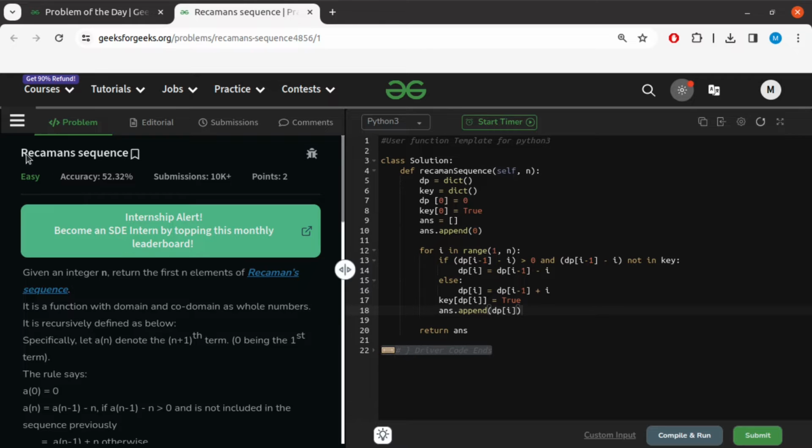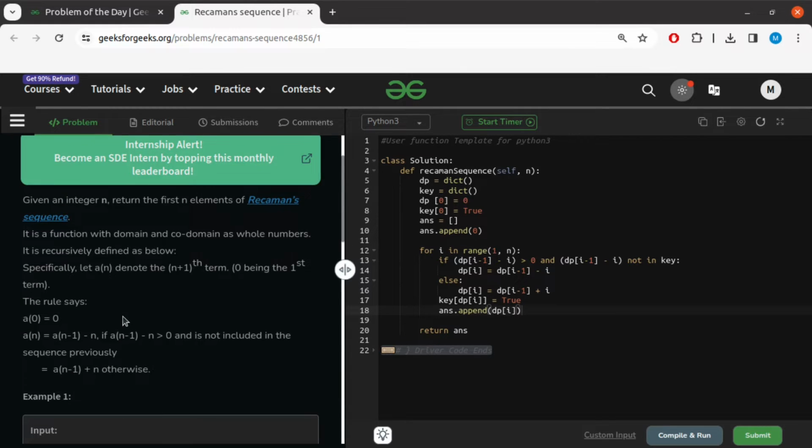Hello guys, in this video we are going to discuss the solution of the problem Recaman's sequence. So let us look at the problem statement. The problem statement says that we are given an integer n, return the first n elements of the Recaman's sequence. It is a function with domain and codomain as whole numbers. It is recursively defined as below.